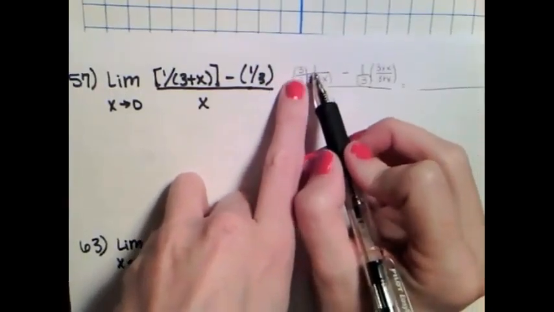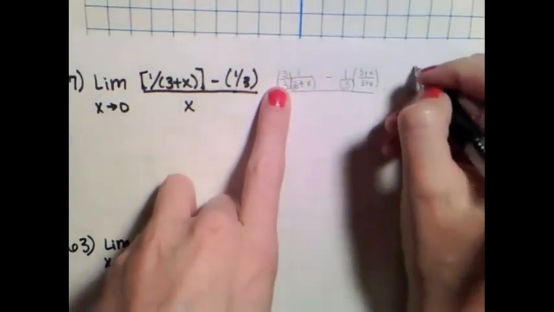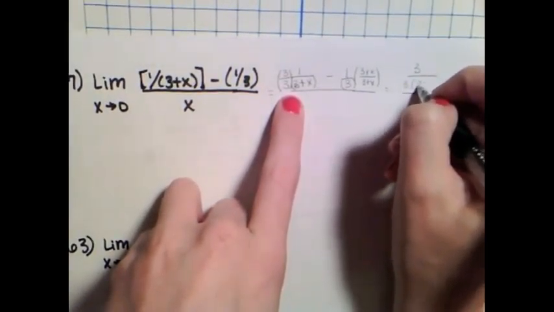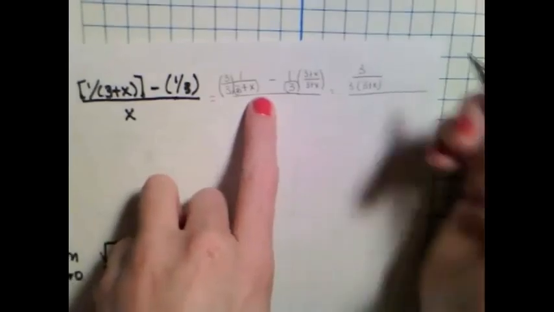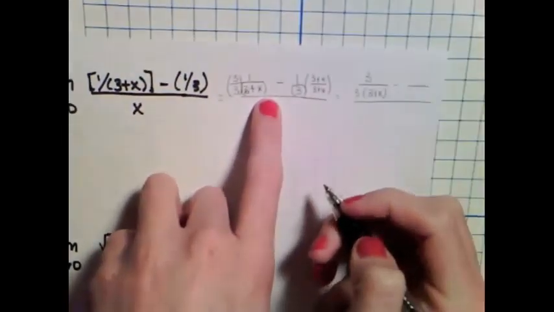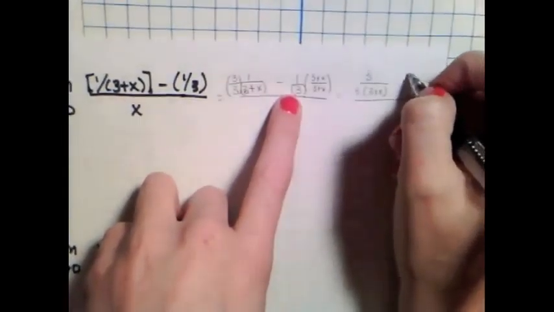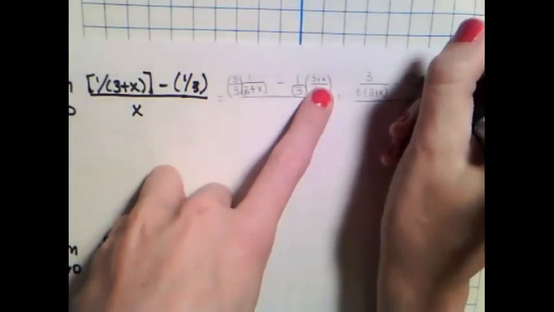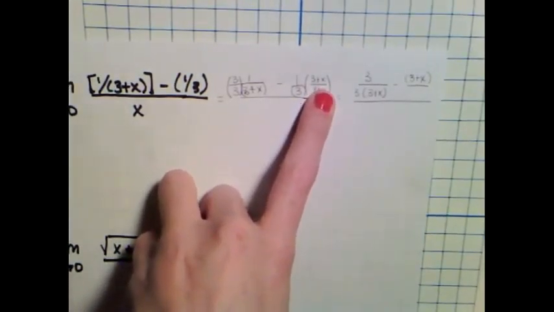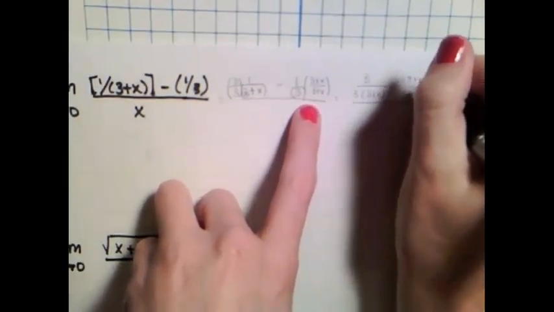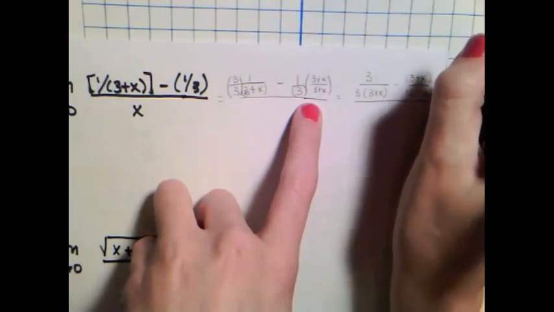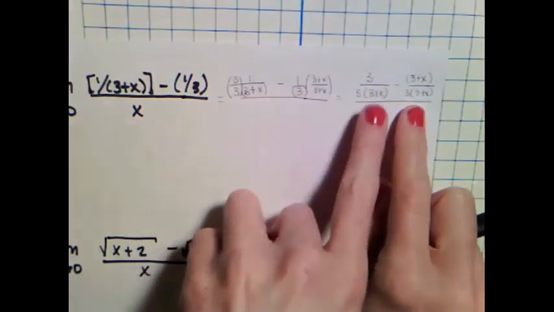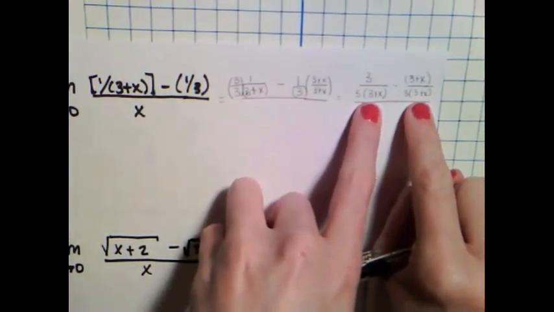I can say this is just 3 times 1, or 3, over 3 times 3 plus x, minus 1 times 3 plus x, all over our common denominator of 3 times 3 plus x. Now we have something that we can subtract.